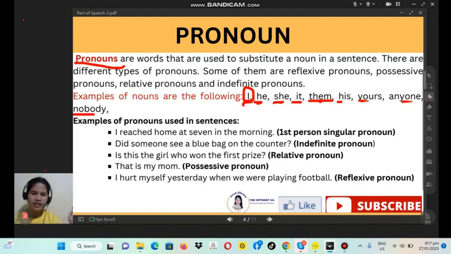Examples of pronouns used in sentences: I reach home at 7 in the morning. So I here is the first person singular pronoun. Did someone see a blue bag on the counter? So someone here is an indefinite pronoun. This is the girl who won the first prize. So who here is the relative pronoun, referring to a girl. That is my mom. So my here is a possessive pronoun. I hurt myself yesterday when we were playing football. So myself is the reflexive pronoun for I.